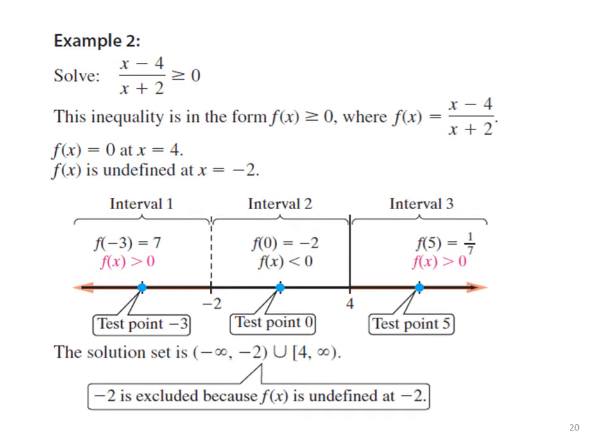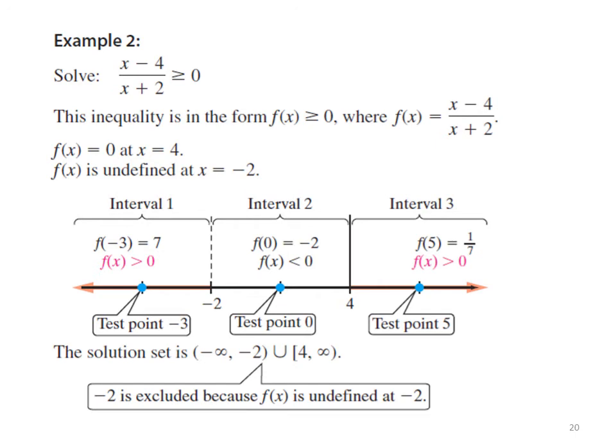Now for values less than minus 2, for example, try minus 3, the expression f of x will be negative divided by negative, so the expression will be positive. For f of x greater than 0. What about between minus 2 and 4? Here you can try 0, for example. So you get minus 4 over 2, you get a negative number, and f of x is negative. For the third interval from 4 to infinity, try x equal 5. F of 5 is equal to 1 divided by 7, which is positive.